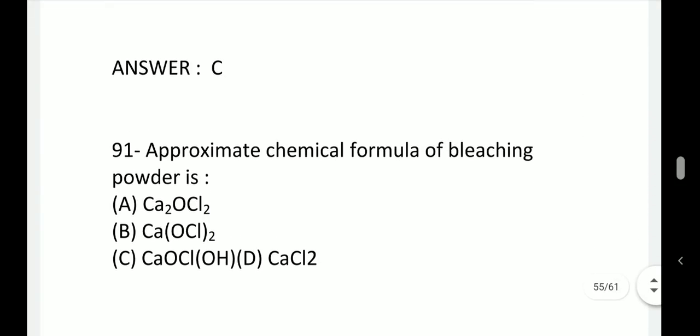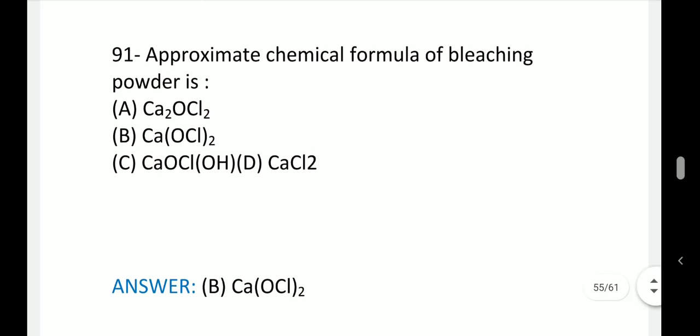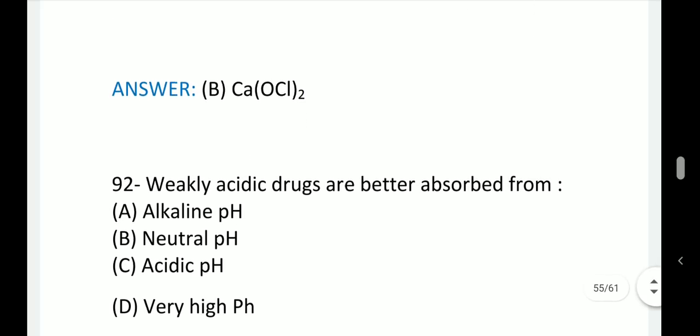Question number 91. Approximate chemical formula of bleaching powder is option A, Ca2OCl2. Option B, CaOCl2. Option C, CaOClOH. Option D, CaCl2. Answer is option B, CaOCl2.